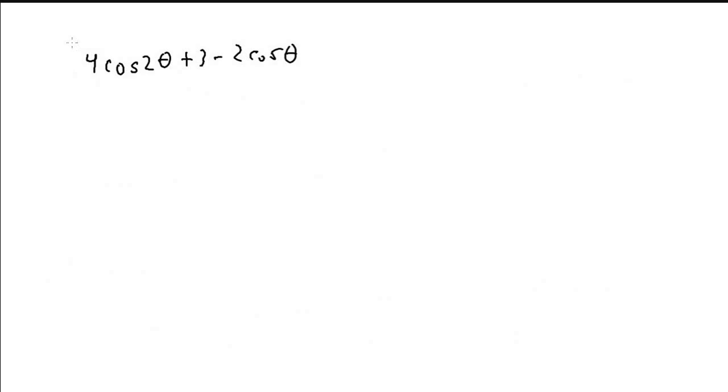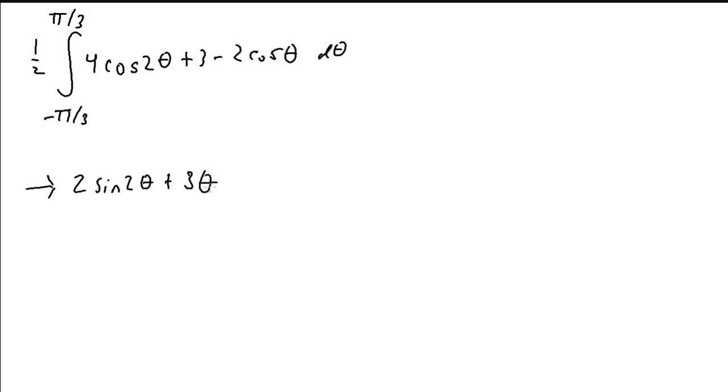So rewriting the integral, we get 1/2 times the integral from negative pi over 3 to positive pi over 3 of that expression, d theta. And now we can integrate. The integral of 4 times cosine of 2 theta is 2 sine of 2 theta. The integral of 3 is just 3 theta. And the integral of negative 2 cosine theta is negative 2 sine of theta.